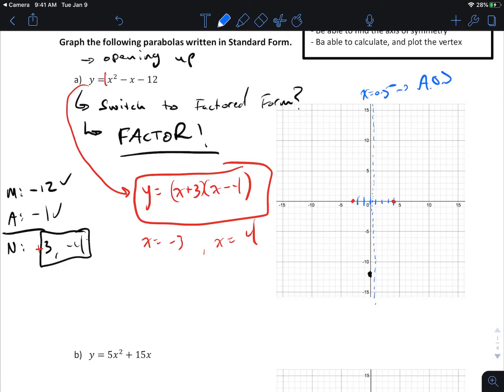Now your job is to figure out the vertex. I know the vertex has an x value of what? Negative 12 is the y-intercept. What do I know? Here's your axis of symmetry, right? The vertex has to be along that blue line somewhere. So I know the x value has to be 0.5, right?